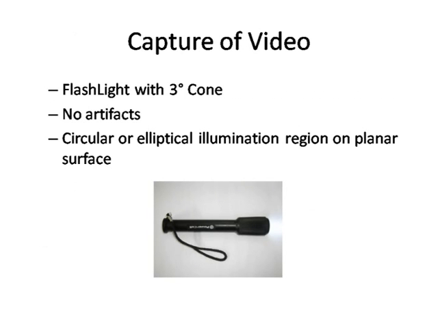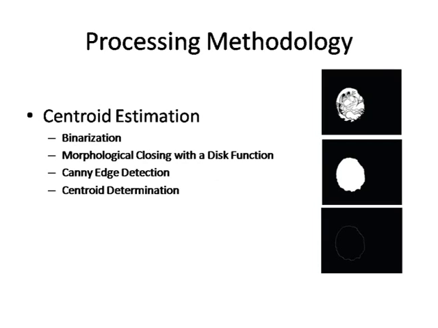We use the flashlight as shown in this figure to illuminate the scene. This flashlight, which has a 3-degree cone, is commercially available. It produces no artifacts and generates circular or elliptical illumination region on a planar surface depending on its orientation. Let us look at the processing we perform on the frames of the captured video.